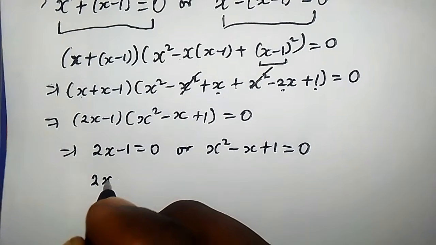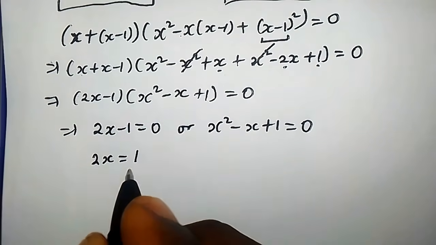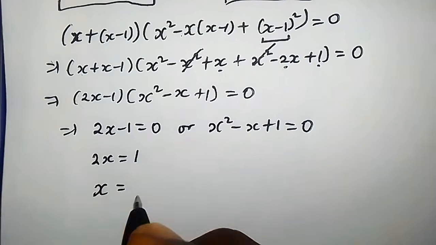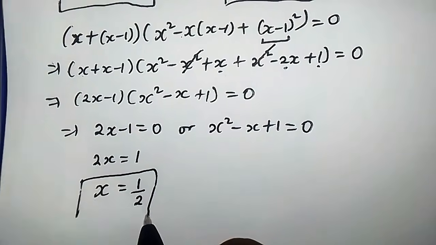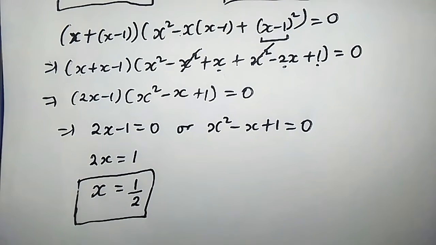Now, let us solve this linear equation first. So that will be 2x equal to 1. Divide both sides by 2. x is clearly equal to 1 over 2. This is the first solution, and it is the only real solution.